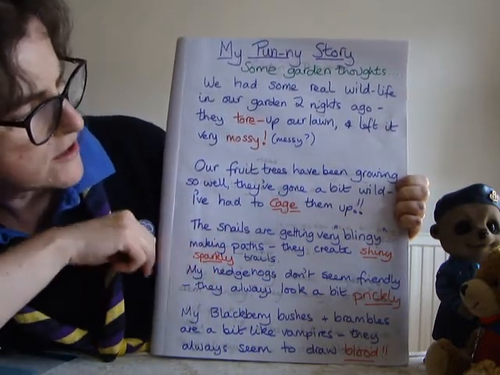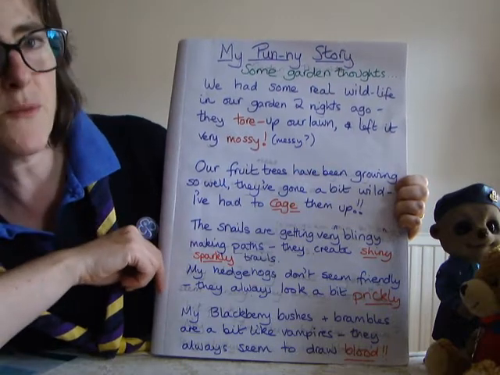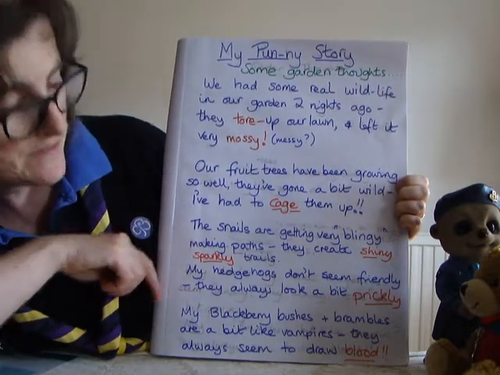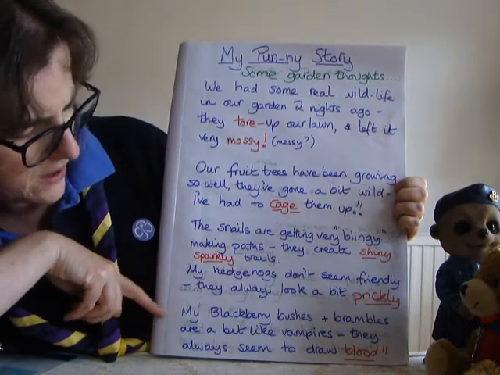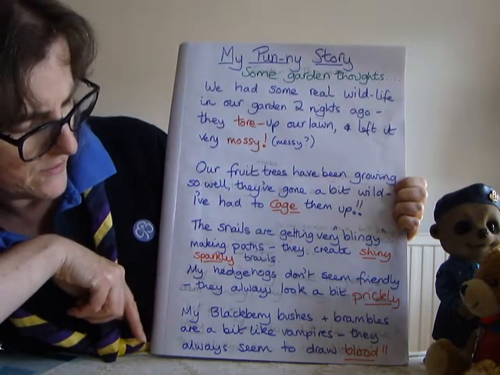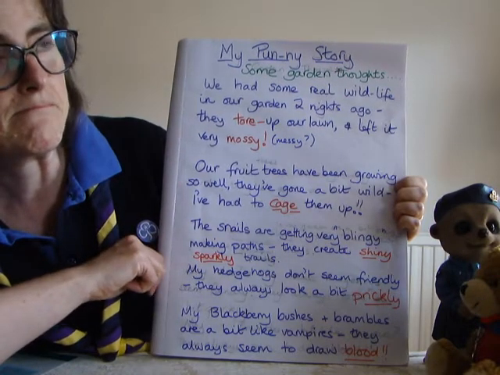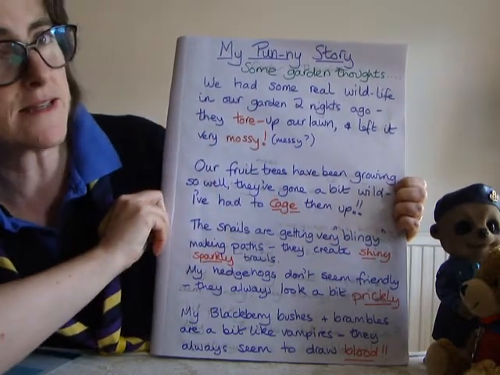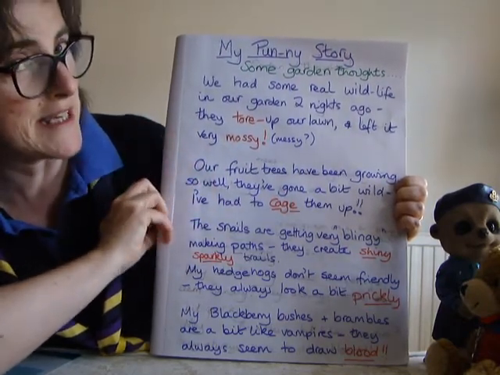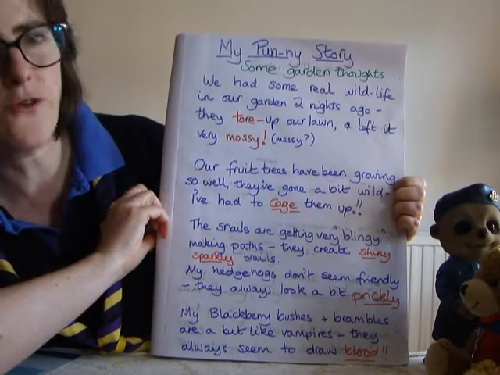My hedgehogs don't seem friendly. They always look a bit prickly. And then the last one, my blackberry bushes and brambles are a bit like vampires. They always seem to draw blood. So my pun intended words are the one in red. Hopefully that gives you an idea. See, my puns are not very good. Gives you an idea of the sort of thing we're looking for.